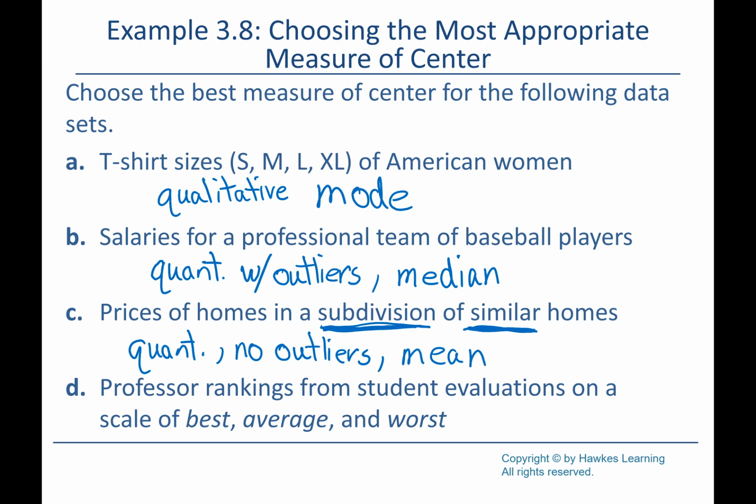Okay. On D, we have professor rankings from student evaluations on a scale of best, average, and worst. And that is qualitative data there. So our best measure of center would be the mode.